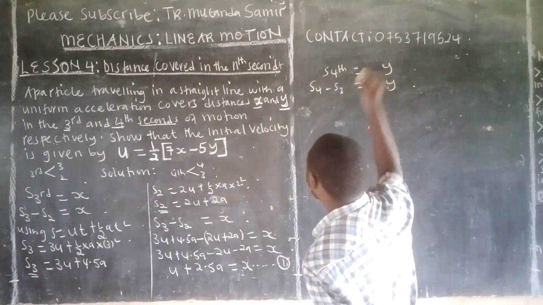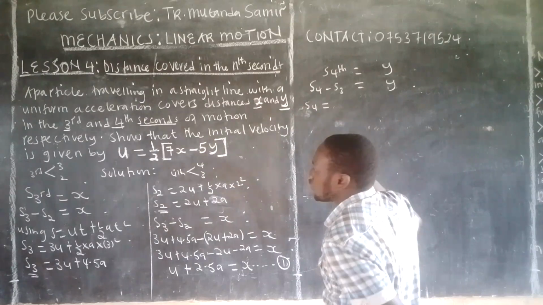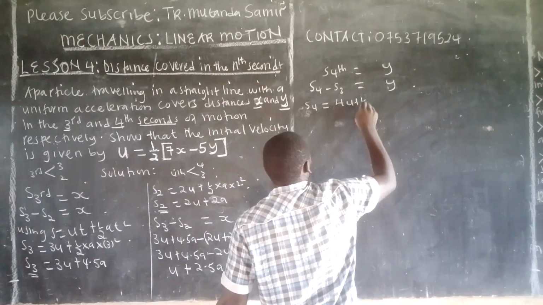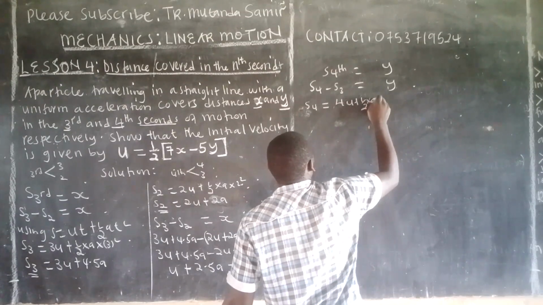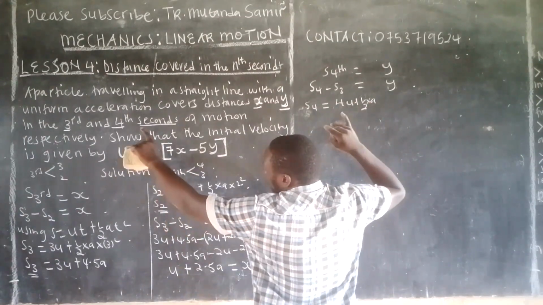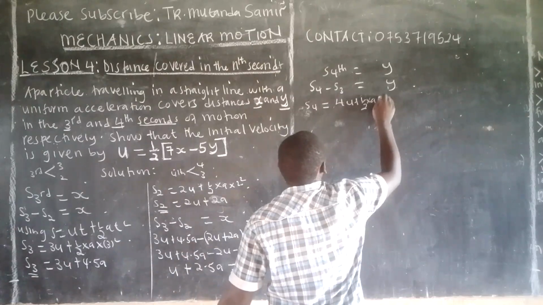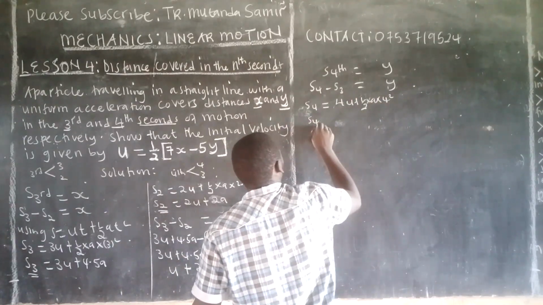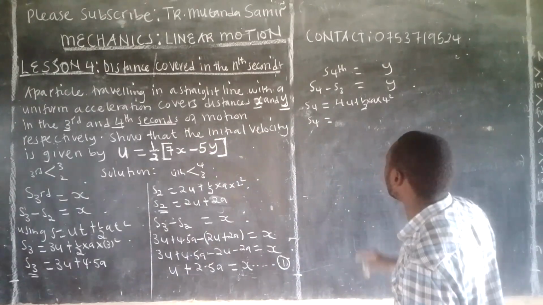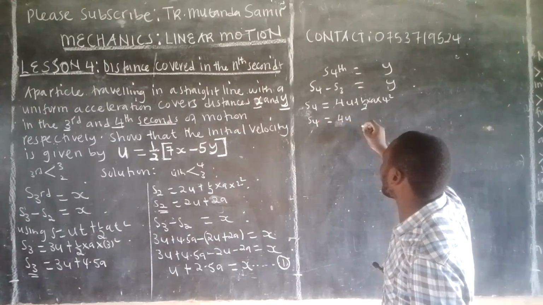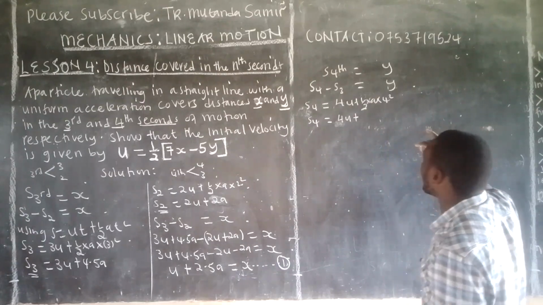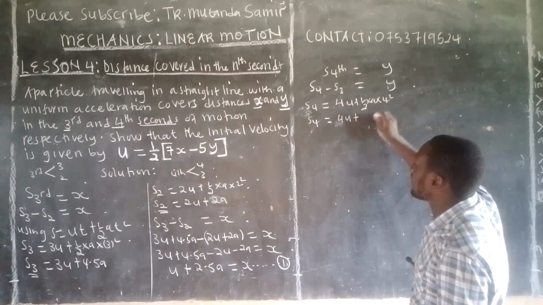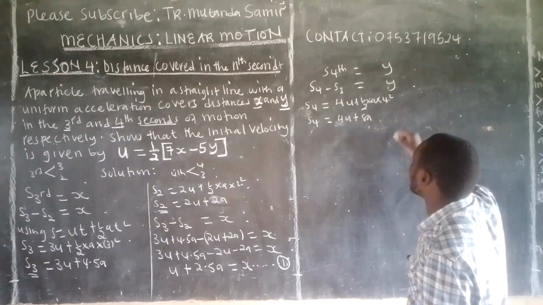With this, let's now get s at 4. s at 4 is equal to, using this very equation, ut, which will be 4u plus a half times a times 4 squared. I've not defined u and a in the question, so leave them the way they are. Now 4 squared is 16, divided by 2 will be 8a. So s at 4 is 4u plus 8a.